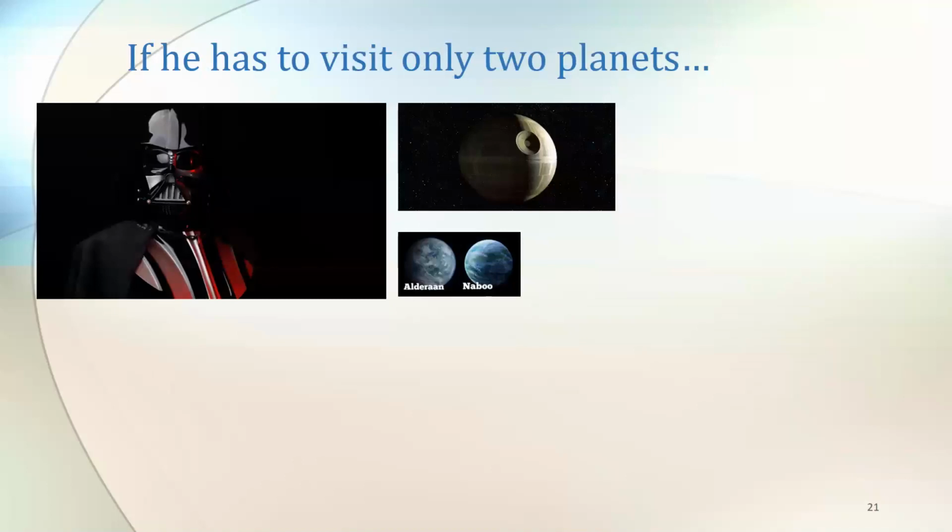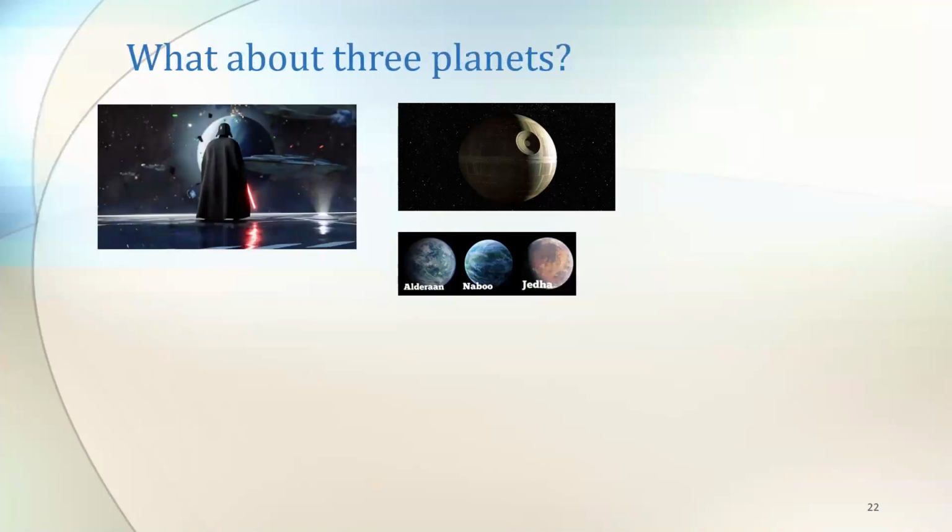So let's consider, if you had to visit two planets, how many different ways could you visit those two planets? I have to go to Aldebaran and Naboo. How many different orders can we visit them in? Two. First, we could go to Aldebaran and then we could go to Naboo. Or we could go to Naboo first and then go to Aldebaran second. Okay, cool. Two routes. I can figure that out. That's A or B. Right, good. What about three planets? Three planets.